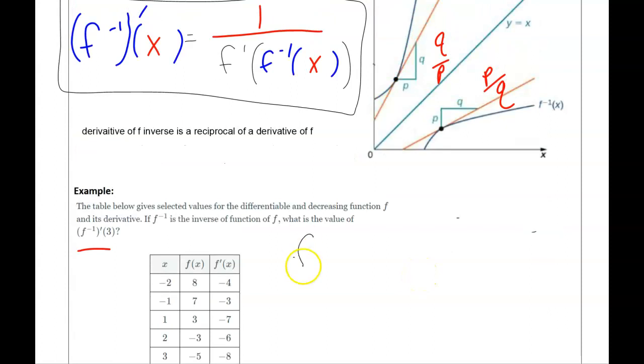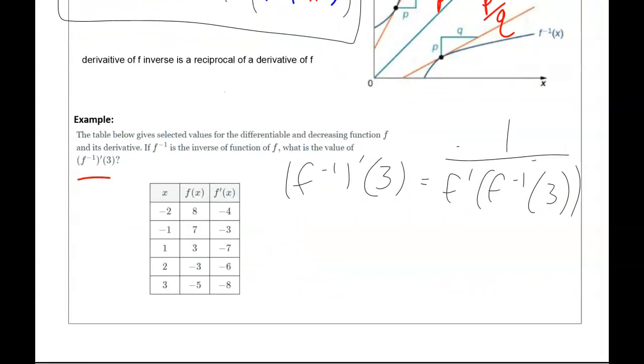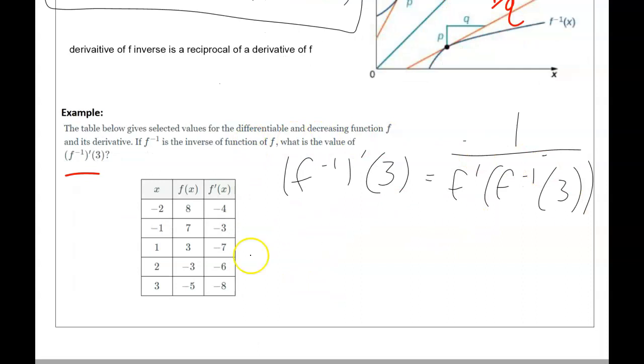So f inverse prime of 3 is going to be equal to 1 over f prime of f inverse. So I just plug 3 into my rule. And now, notice we're not given this. So this value, we don't know. Okay, so we need to figure out what is f inverse of 3.